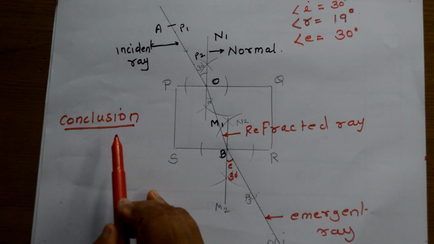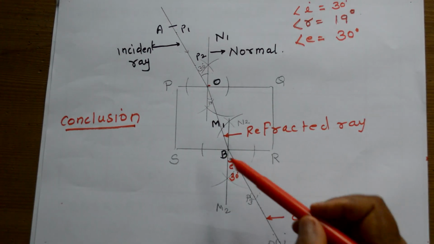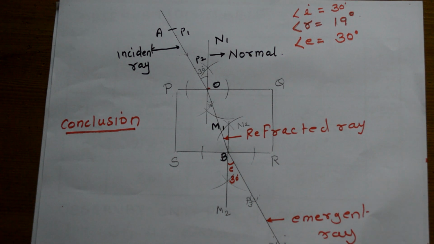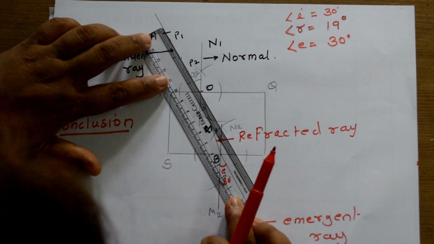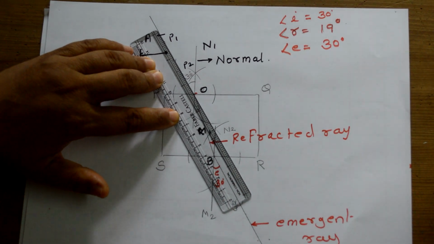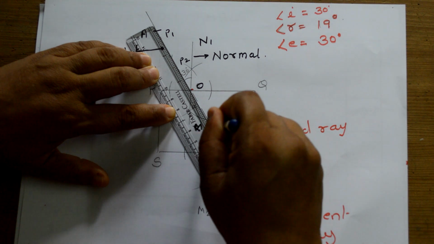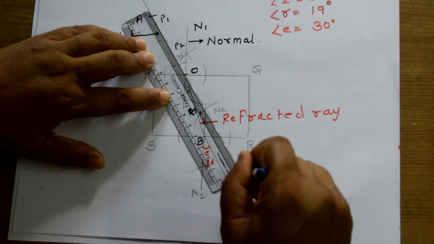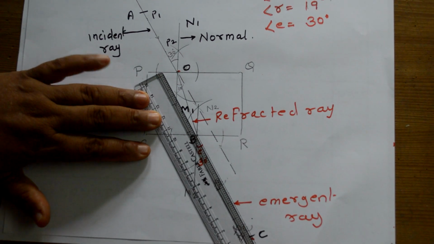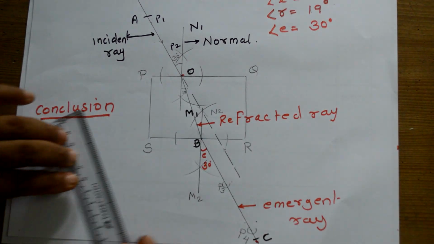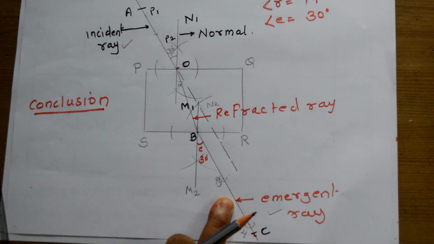The conclusion of our experiment is that the incident ray AO and the emergent ray BC are parallel to one another. Suppose I am drawing a line, if there wouldn't be a glass slab, what would have happened? I would have got a straight line like this. So if I keep a scale over here, I get this line. That means the incident ray and the emergent ray are parallel to one another.